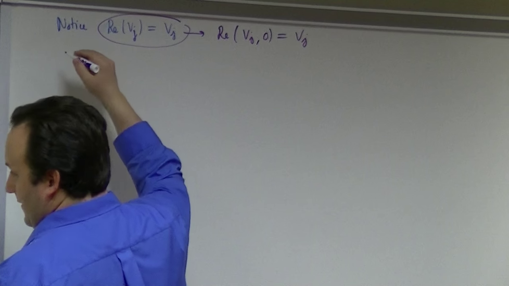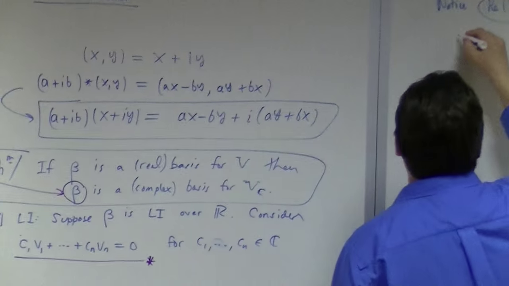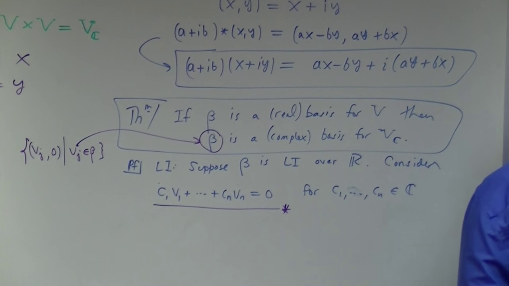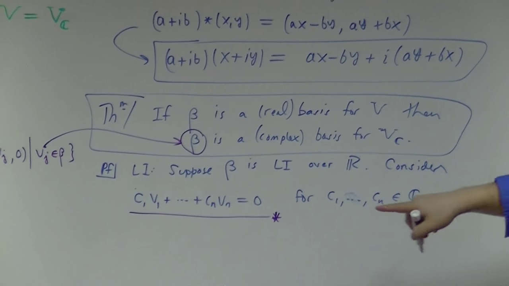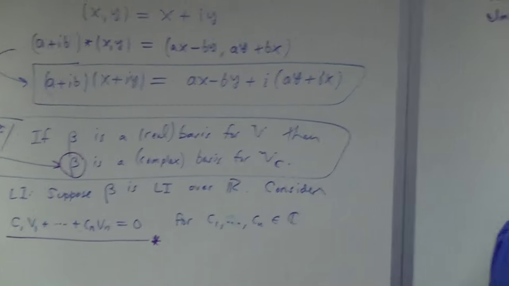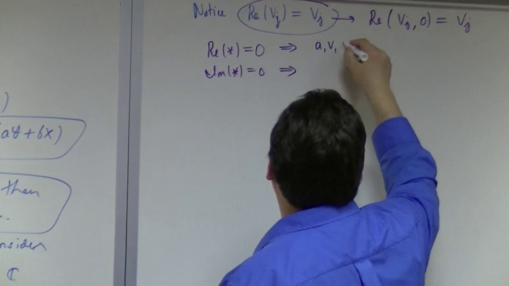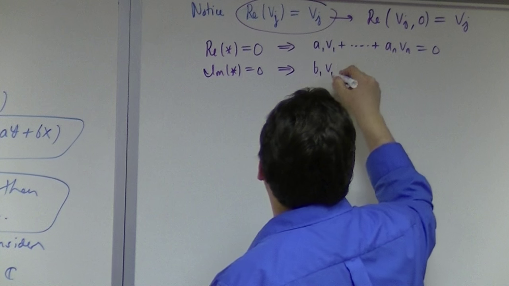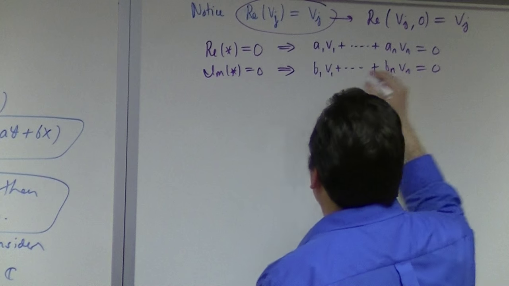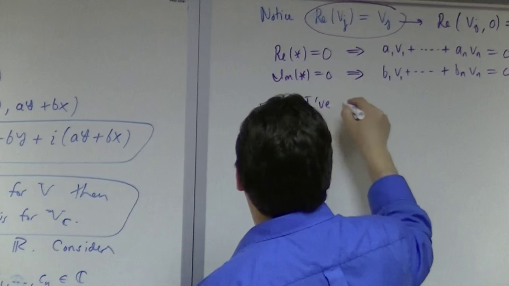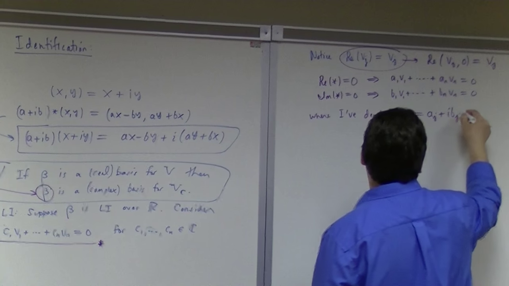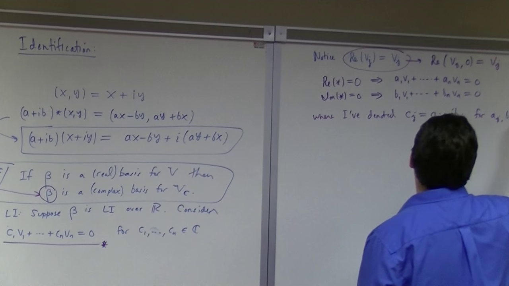All right, so if you look at this equation, star, the real part of star equals 0, and the imaginary part of the equation star is also equal to 0. Those give us two separate real equations. The real part gives me a1 b1 plus ... plus an bn equals 0. And then I also have b1 b1 plus ... plus bn bn equals 0, where I've denoted cj as being aj plus i bj, or (aj, bj), with aj and bj in the reals.